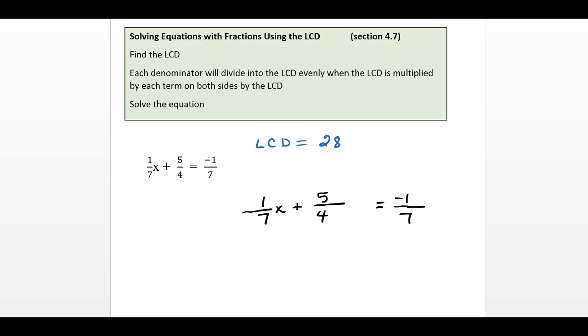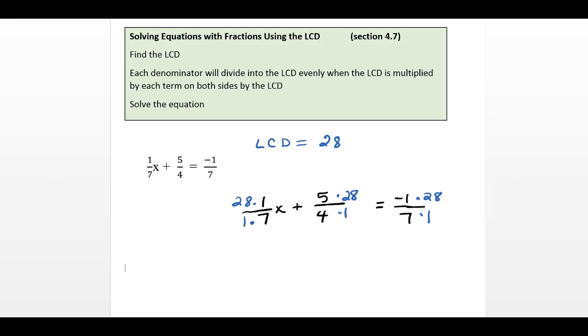So let's start with multiplying 28 times 1 over 7x. Since I am multiplying times a fraction, I'll simply multiply times 28 over 1 just so we can make sure we have a visual of the numerator and denominator of both expressions. For the next expression, I'm also multiplying times a fraction 5 over 4, so I'll write the multiplication of 28 over 1 there as well. And then lastly, I'm multiplying a negative 1 over 7, and I will also multiply the 28 in fraction form.